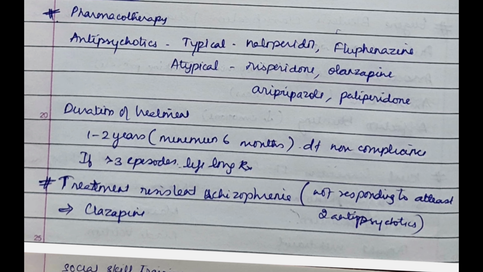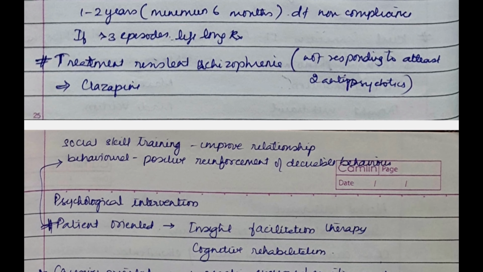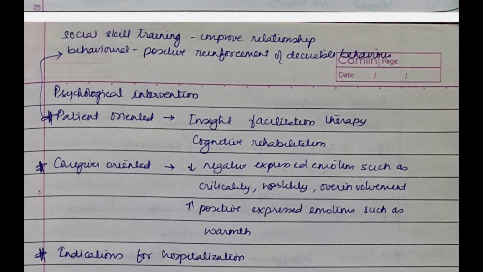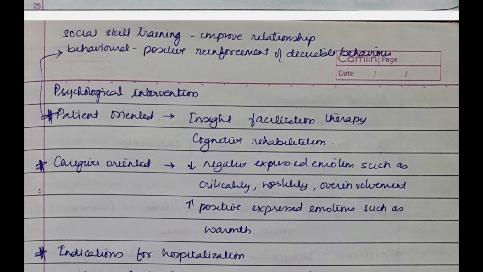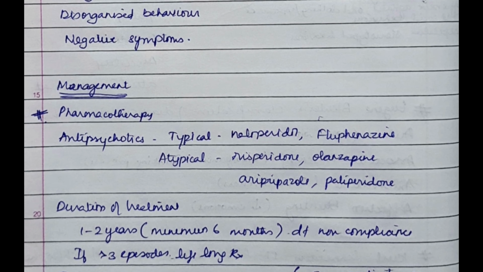Keep in mind that in management you have to write under subheadings like pharmacotherapy, then psychological intervention, and then you can use those fancy terms like insight facilitation therapy, ECT, cognitive rehabilitation, and CBT, cognitive behavioral therapy, which you can write anywhere. So write all these words in psychiatry and your answer is complete.